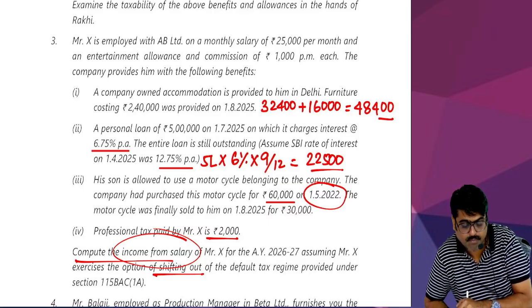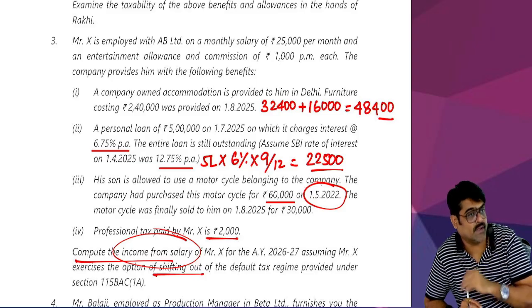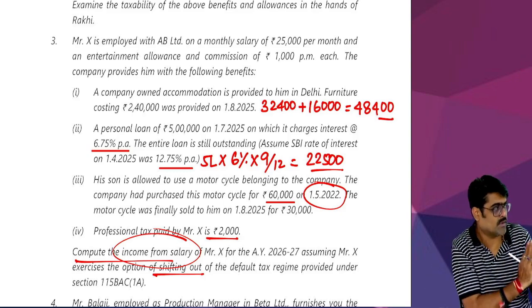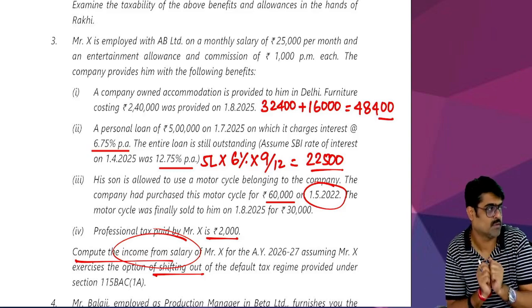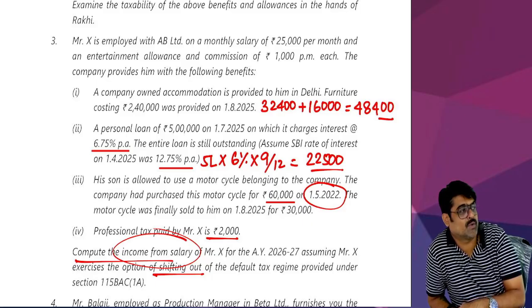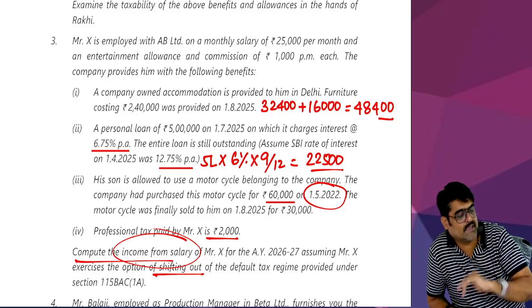Next one. Use of motorcycle. Motorcycle given for use. You will write down motorcycle given for use. In the bracket 60,000 into 10% into 4 by 12. Outer column 2,000. Next line, next one.